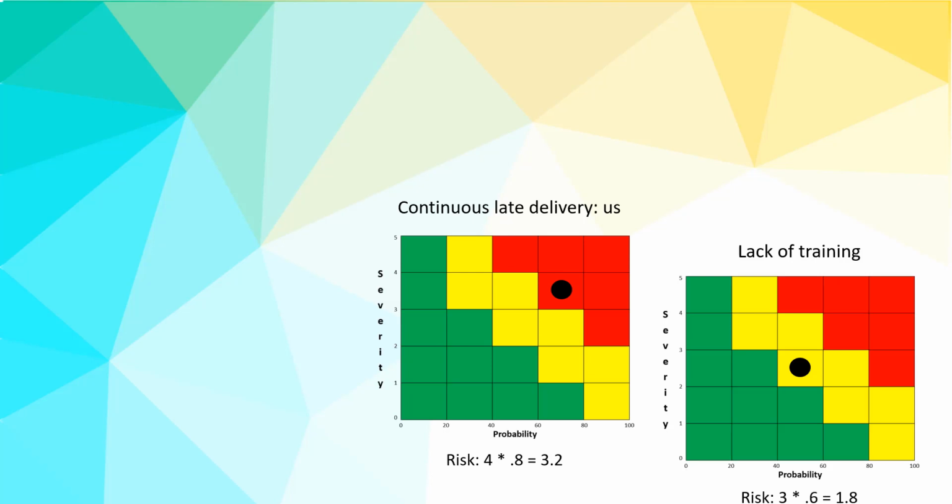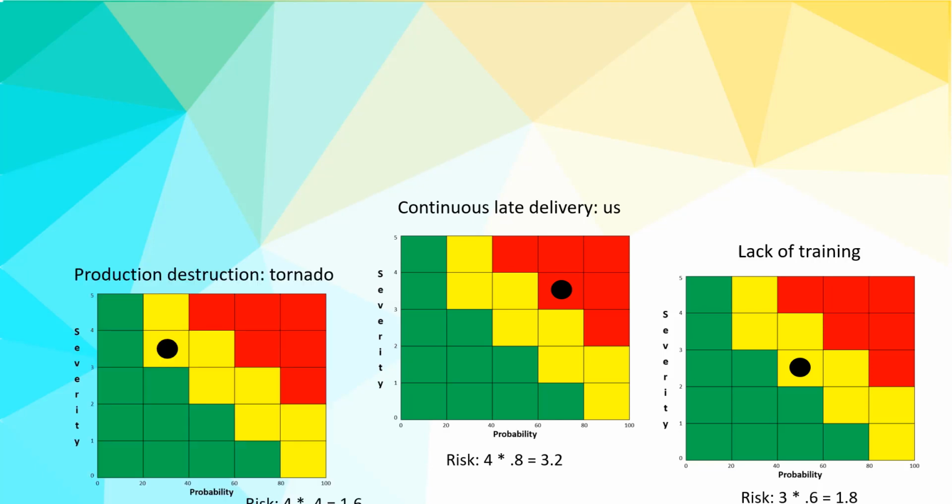Lack of training also causes us some problems, and it's critical to our business. It ends up in a level 3 severity and a 60% probability. 3 times 0.6 equals 1.8. So we're less than the 3.2. We're starting to get a little prioritization, but let's look at our next risk piece.